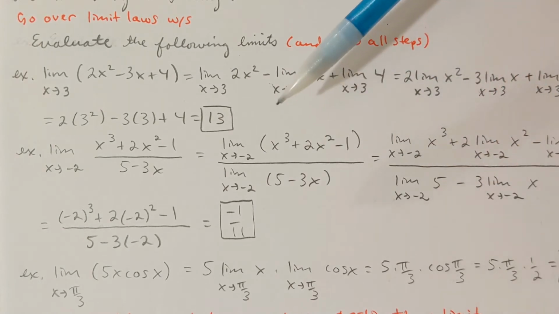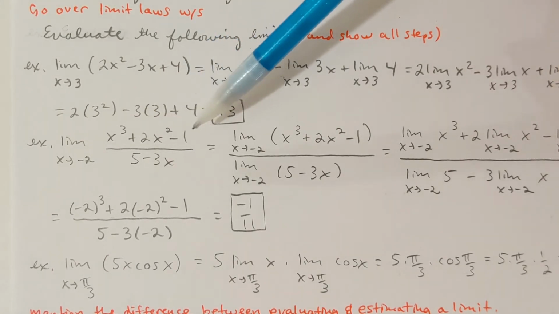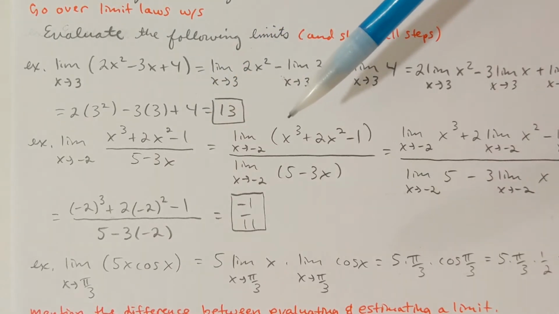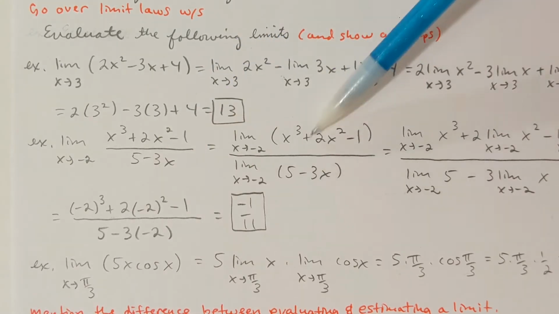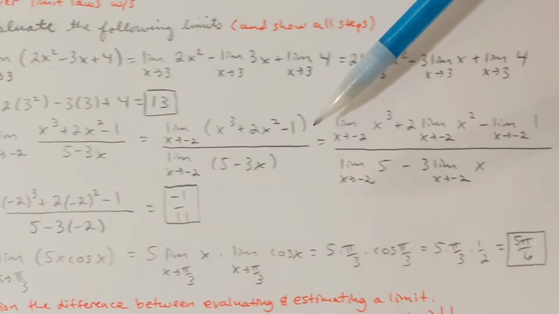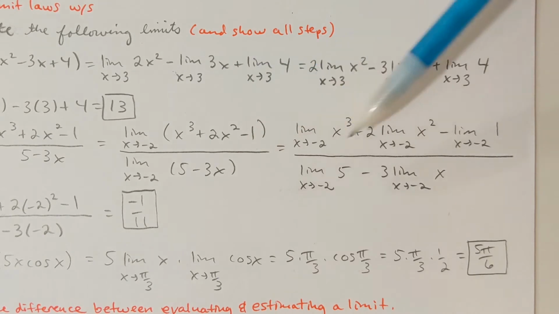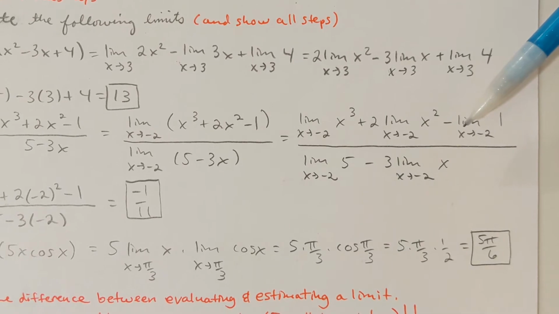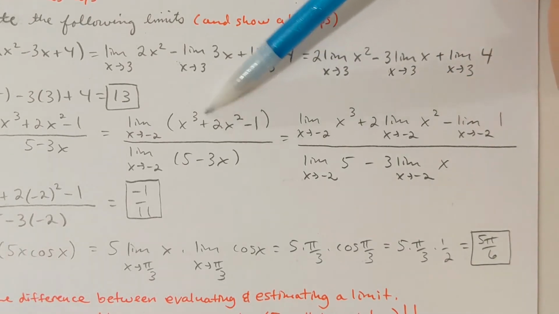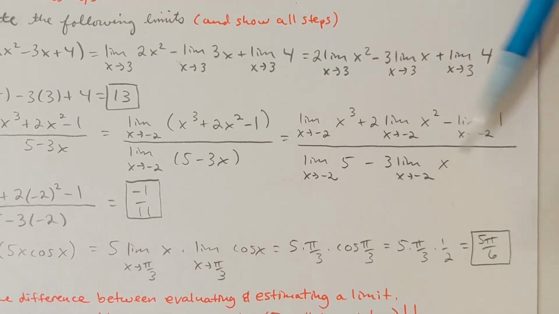Here's another one. The limit as x approaches negative 2 of x cubed plus 2x squared minus 1 all over 5 minus 3x. Well, the limit of a quotient is the quotient of the limits, so I can go ahead and split this into two limits. And then the limit of a sum is the sum of the limits, and the limit of a difference is the difference of the limits. I can go ahead and split this part here into 5 limits. Actually, I can also pull out the constants, and I've done that on these terms. And then I can make a direct substitution of -2 into each one of these terms here.